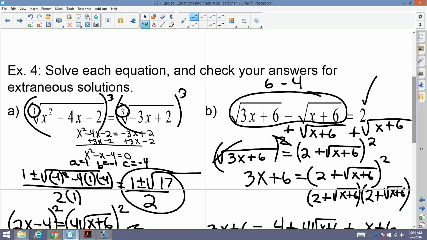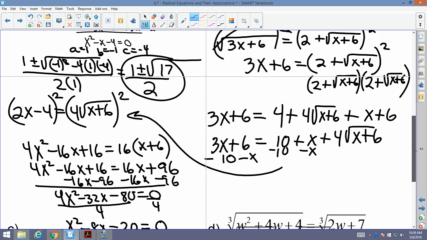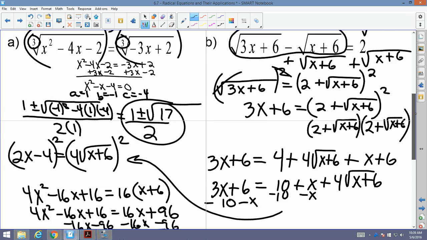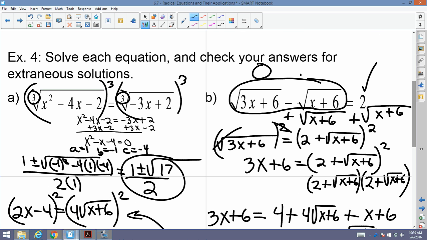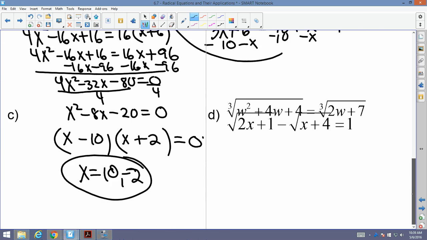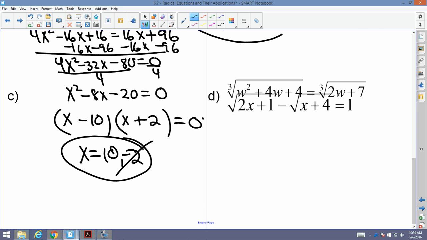And then negative 2. What's 3 times negative 2? Negative 6. Negative 6 plus 6? 0. Square root of 0? 0. Okay, so we got 0 there. And then what is negative 2 plus 6? 4. What's square root of 4? 2. What's 0 minus 2? Oh, that doesn't work. So this guy here is extraneous.